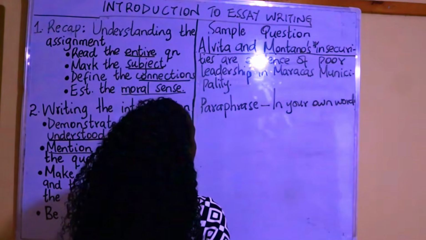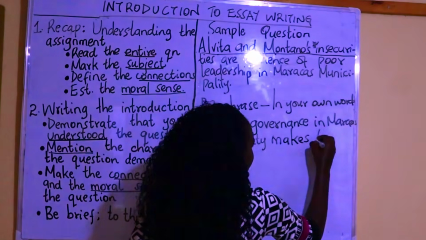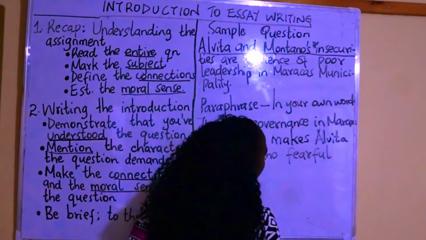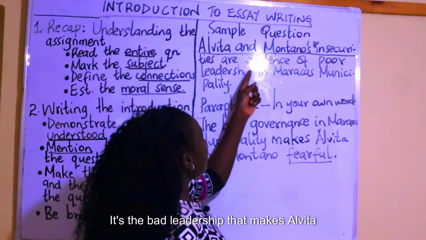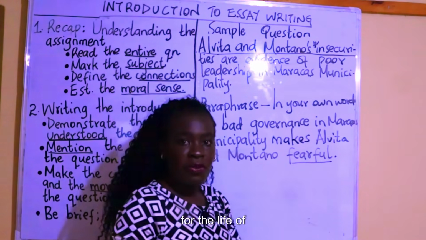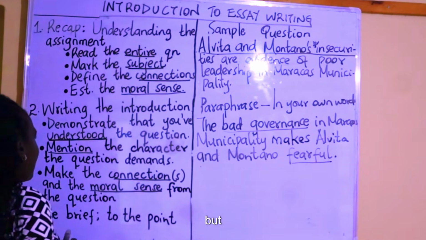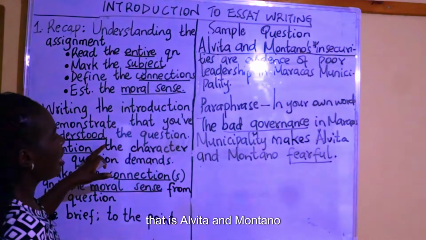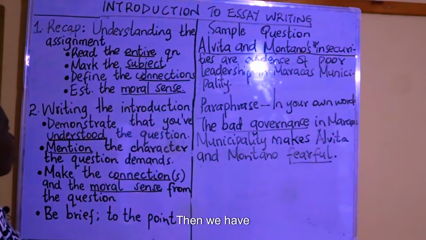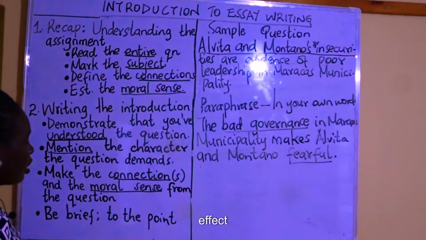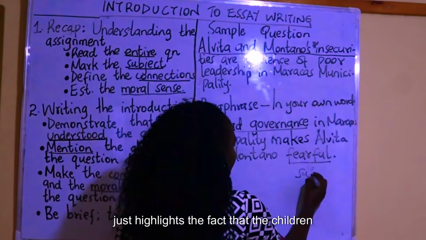In my own words, I will say the bad governance in Maracas municipality makes Alvita and Montano fearful. It's the bad leadership that makes Alvita and Montano fear for their lives, for the life of Teacher Nicole. They become worrisome. So already in that introduction, it's just one sentence, but we have mentioned the characters, that is Alvita and Montano, and even the setting, that is Maracas municipality. Then we have the connection, which is a cause-effect relationship, and them being fearful by extension just highlights the fact that the children are suffering.